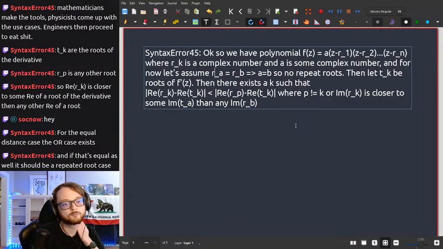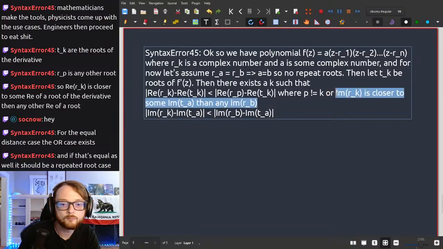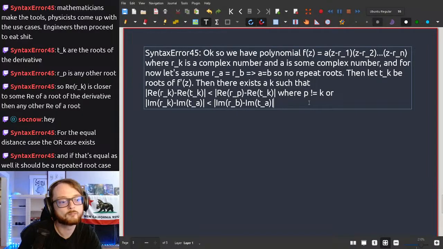I don't know. So as I'm interpreting this, actually put equations to it.